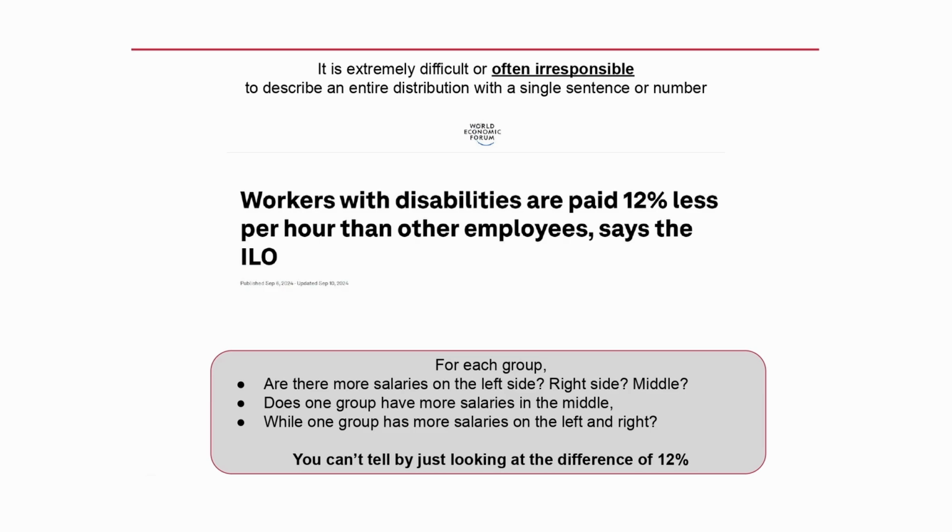Now, other than there was a 12% difference between these two groups, we know nothing else. We don't know if there were more salaries on the low side, the right side, the middle for each group. We don't know if that's different for each group. Maybe the disability workers had a lot of high salaries, but a lot of low salaries, so they averaged out in the middle, and maybe it was something different for the non-disability workers. We also don't know the salaries for both groups. If one group made 80 and another group made 70, that's a 12% difference. But so is $120,000 and $105,000. That's a 12% difference too.